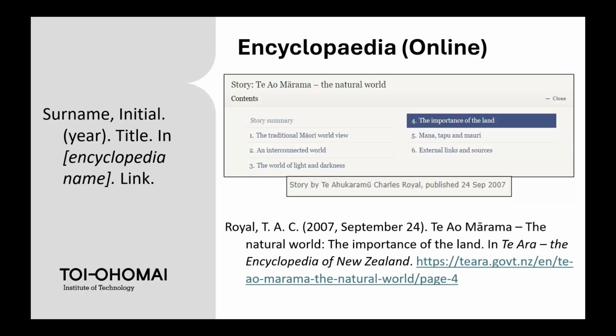Our title is Te Ao Marama, the Natural World, and our subtitle is The Importance of the Land. To indicate our subtitle, we have used a semicolon, and we have capitalized the first letter of the subtitle. We then put in the encyclopedia's full name in italics, Te Ara, the Encyclopedia of New Zealand. We then finish off with the link. Again, as an in-text citation, we would be using the surname, Royal, and the year.